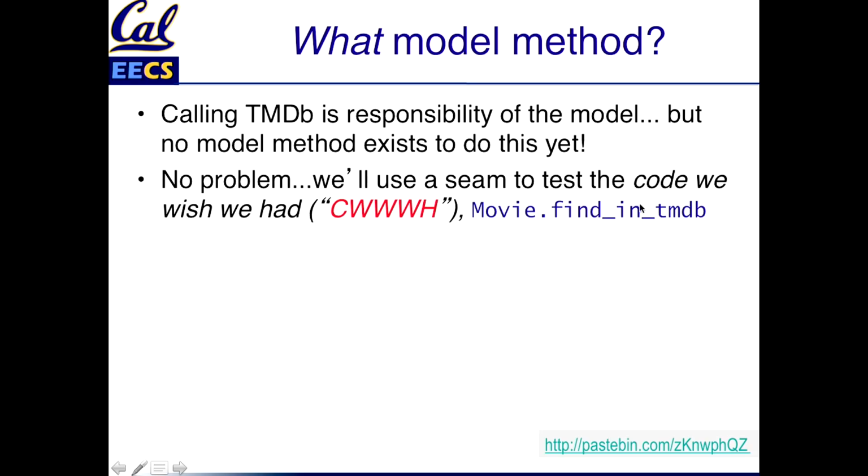So here's the code that I would say we wish we had. We know that it's going to be a class method of Movie. So I postulate that it'd be nice if we had a method called find_in_tmdb, that it's a class method of Movie, and that it can take some arguments representing the movie that it's going to try to look up in the TMDB database.